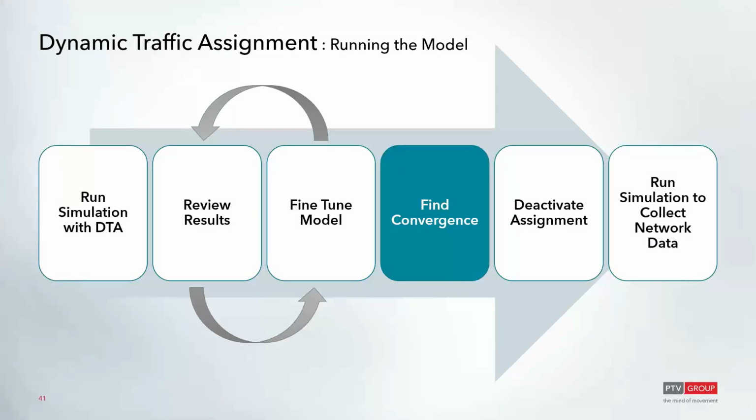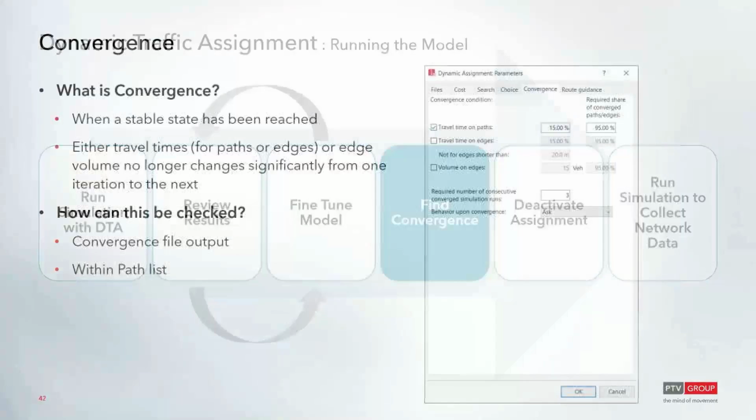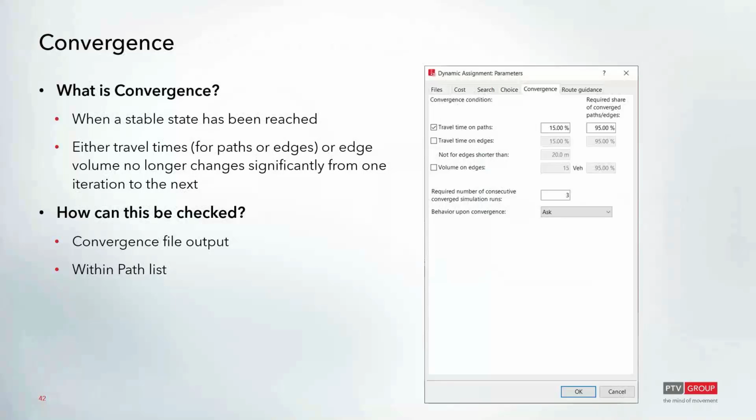All right, and then once we've gone through that fine-tuning, reviewing results, and then fine-tuning iterative process, then we can start running the model in order to reach convergence. So again, convergence is going to occur once we've run enough iterations such that a stable state has been reached, and either the path or the edge travel times or the edge volumes no longer significantly change between those iterations. And again, all of the convergence configuration can be done within that dynamic assignment parameters window.